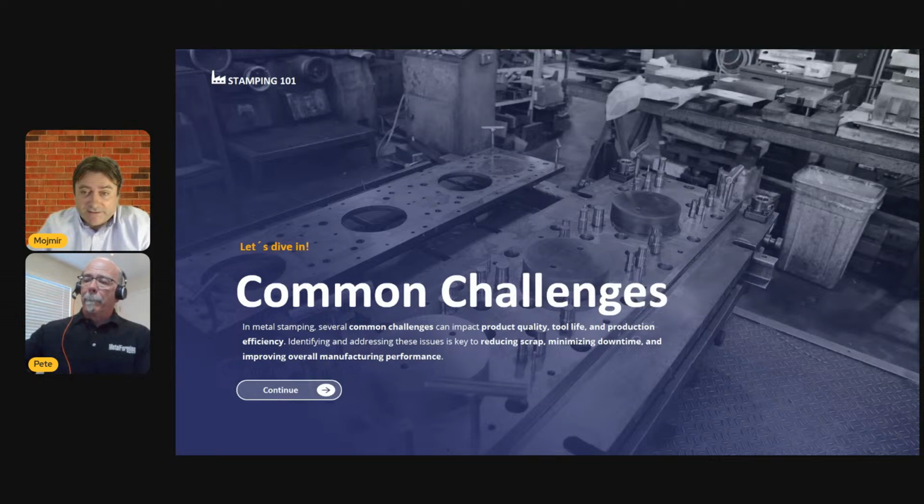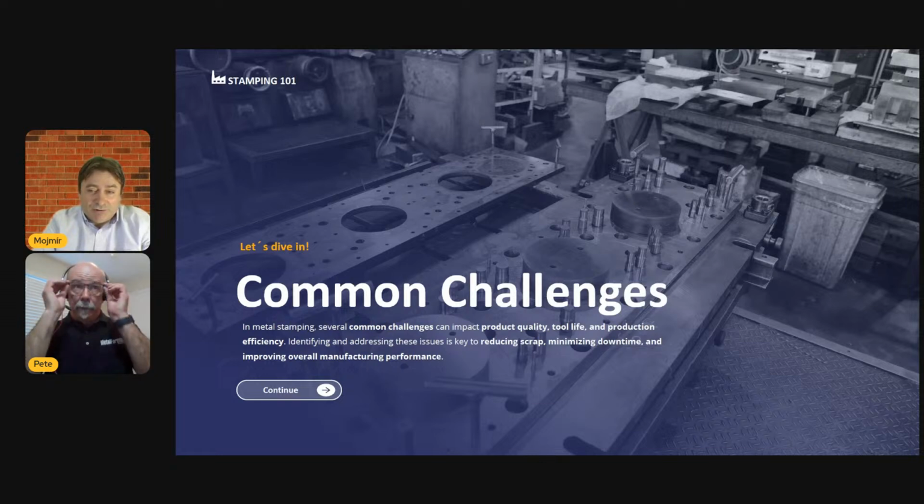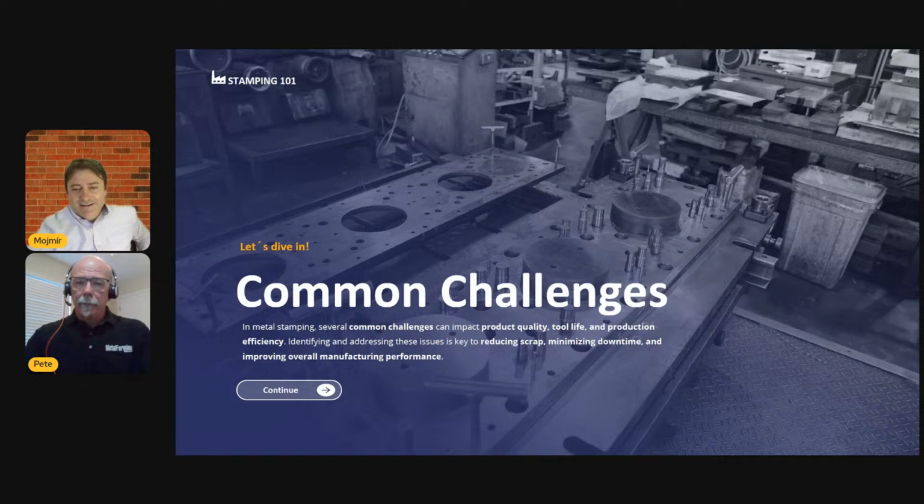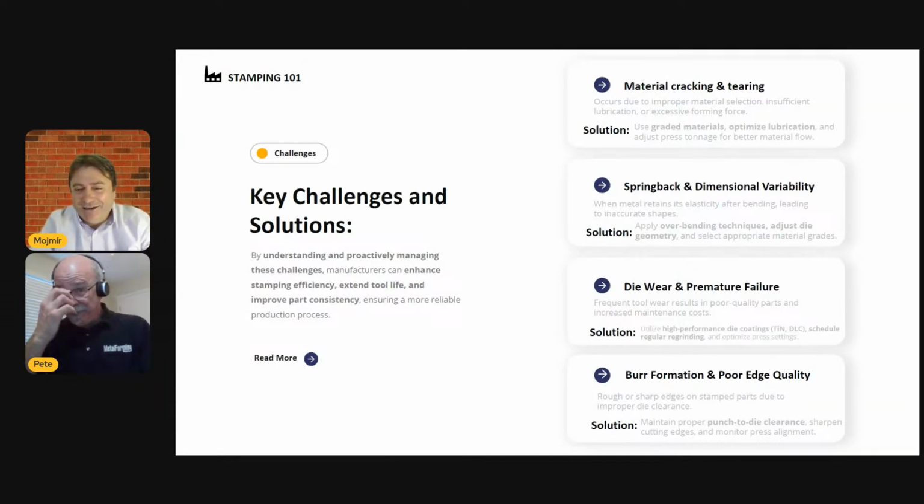As we know, in metal stamping, several common challenges can impact product quality, tool life, and production efficiency. Identifying and addressing these issues is key to reducing scrap, minimizing downtime, and improving overall manufacturing performance. To explore these challenges in more depth, I'll hand it over to Peter Ulintz again, who brings extensive experience in this topic.